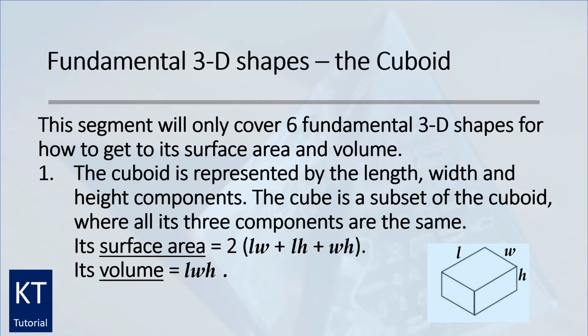For this segment, I shall only cover 6 of its fundamental shapes for how we get to its surface area and volume. The cuboid is represented by the length, width, and height components. I shall not be covering the cube separately, as it is a subset of the cuboid where all its three components are the same. The surface area of a cuboid is the sum of the area for all its 6 rectangular faces, and volume being the product of its length, width, and height components.